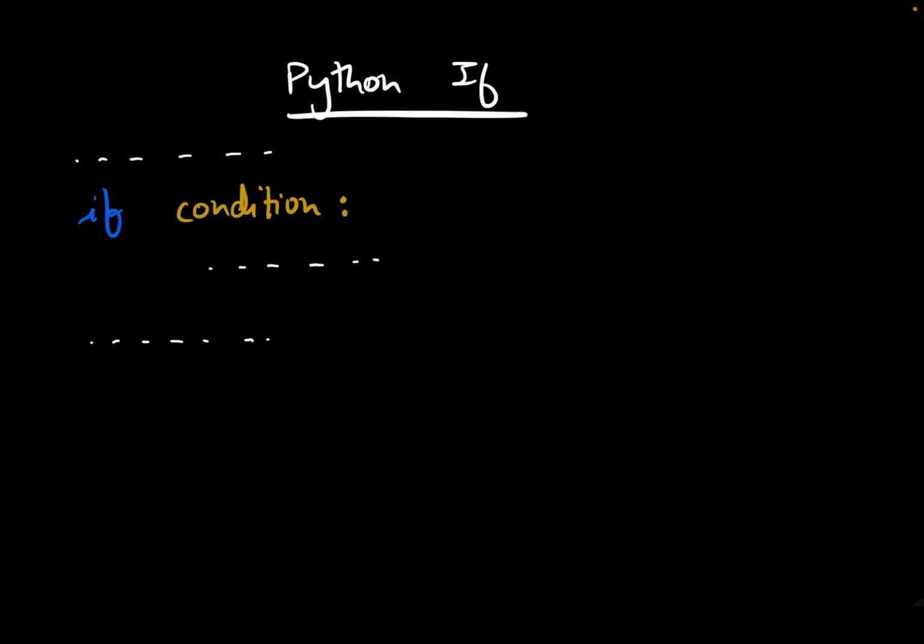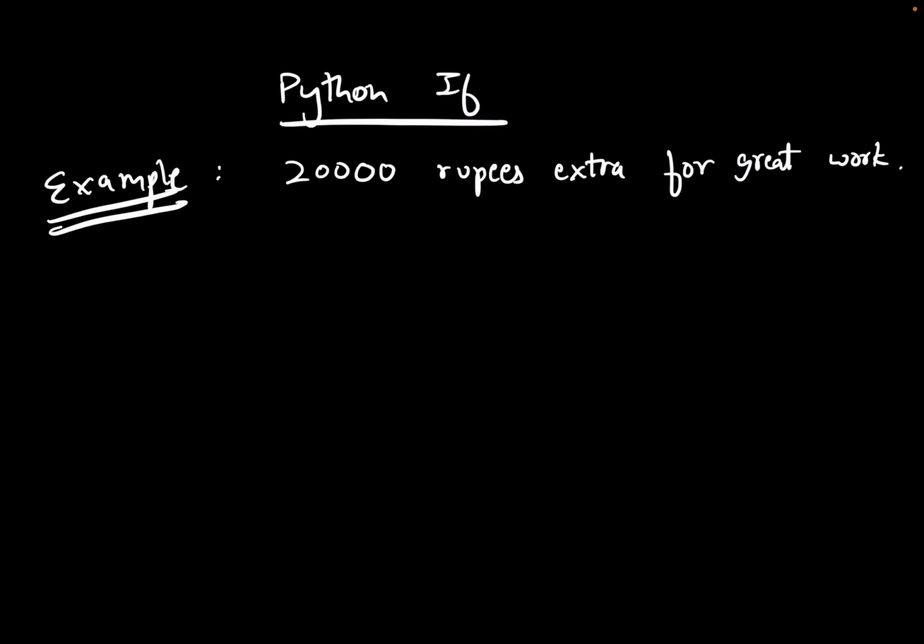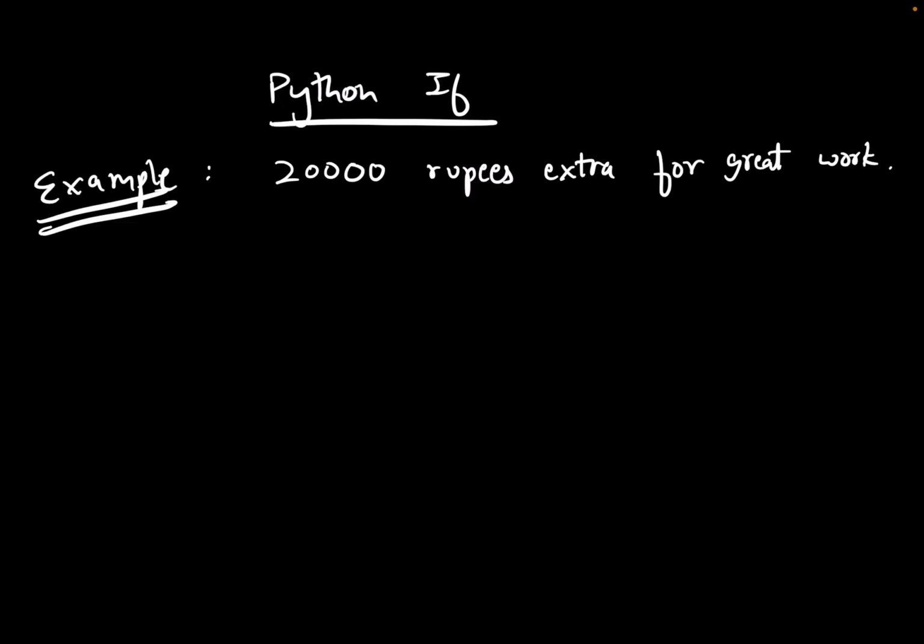Let's see an example to understand this better. So the example is that let's say you are writing a program for a company that calculates salaries for some employees. Okay, you are given a new task that all the employees that have done quote unquote great work should be given 20,000 rupees extra. Okay, so how would you implement this in your code? So let's see how.